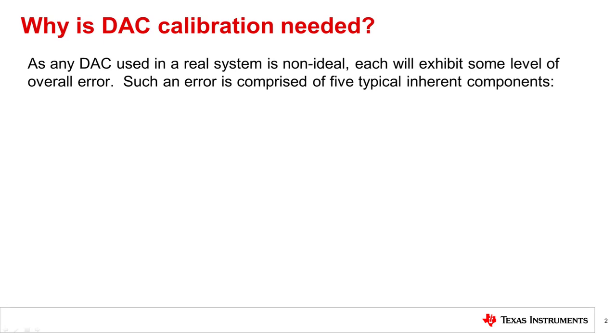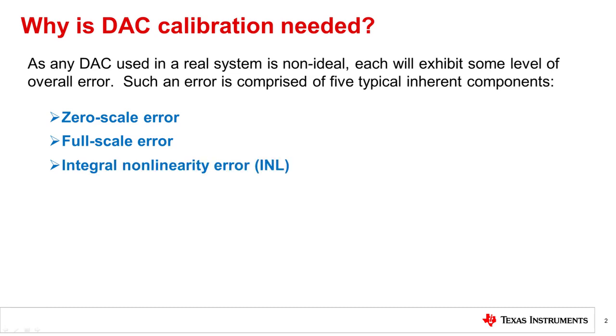As any DAC used in a real system is obviously non-ideal, each will exhibit some level of overall error, of which a portion can easily be calibrated out. Such an error is comprised of 5 typical inherent components as follows: zero scale error, full scale error, integral nonlinearity error or INL, offset error, and finally gain error.